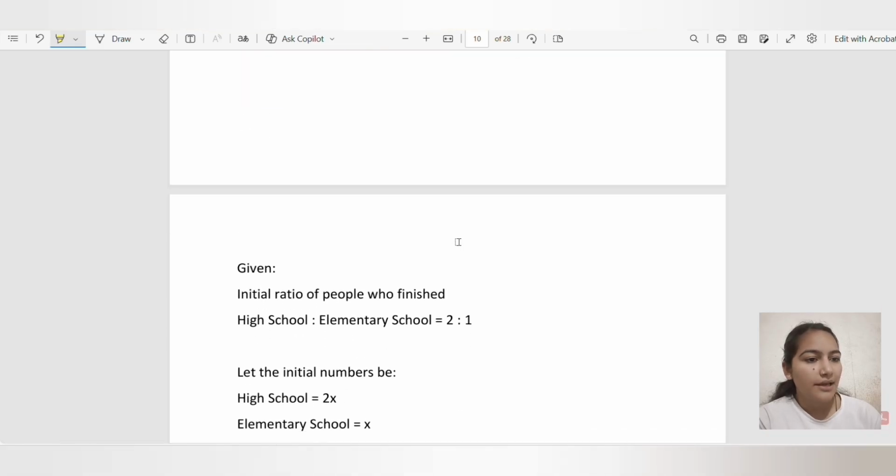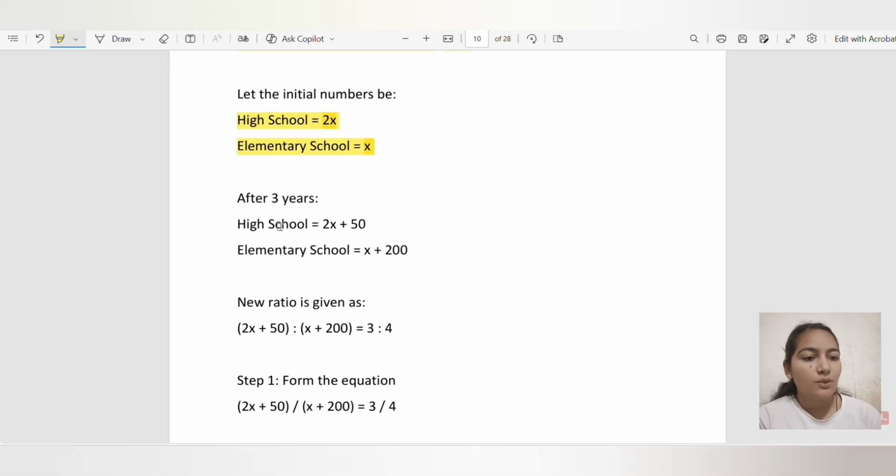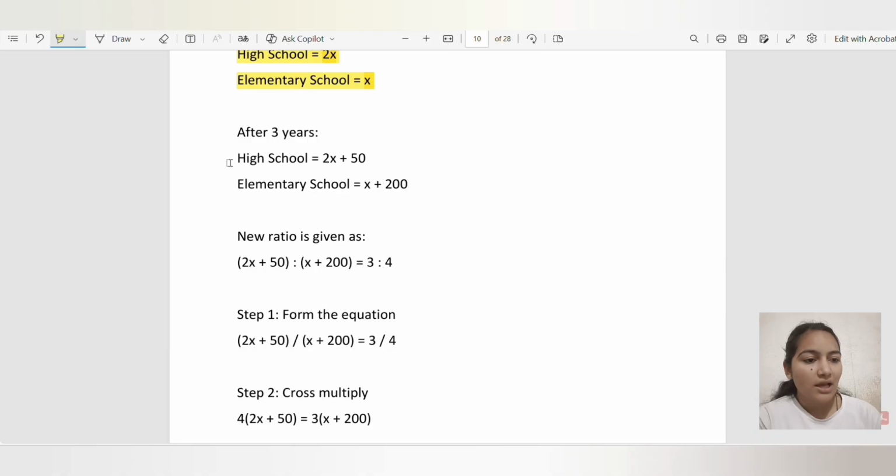You know that we can write the ratio like this: high school is equal to 2x. Okay, so our initial ratio between high school and elementary school is 2:1, and we can write high school is equal to 2x and elementary school is equal to x. Now after 3 years, when 50 more people have finished high school and 200 have finished elementary school, we will add 50 to 2x, of course, giving 2x plus 50, and we will add 200 to x. Now the new ratio is 3:4.